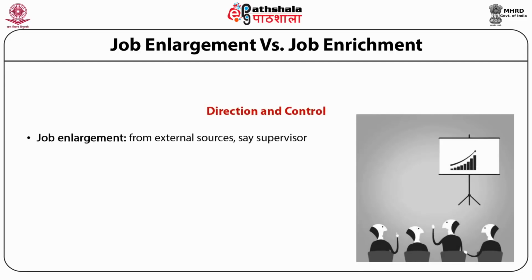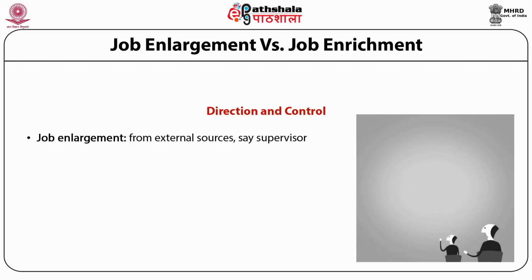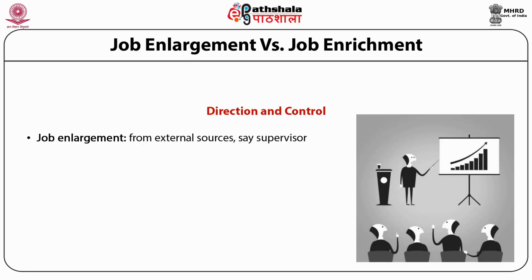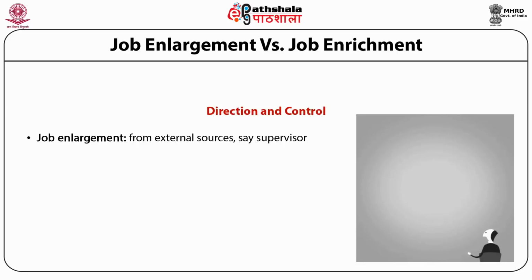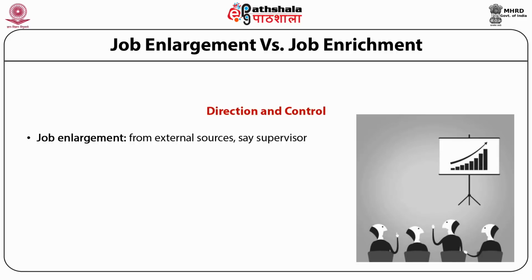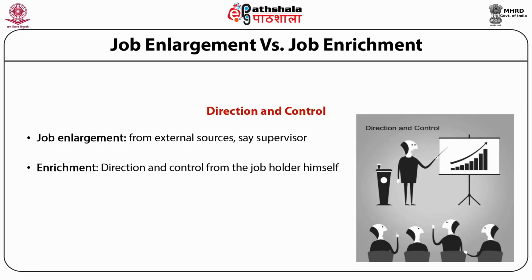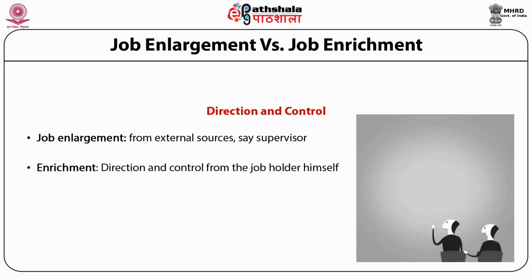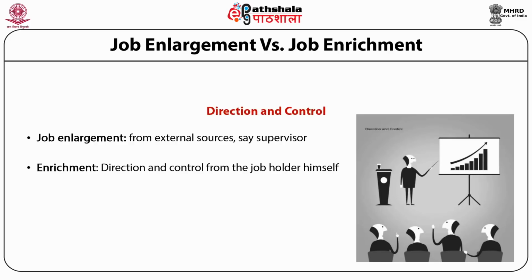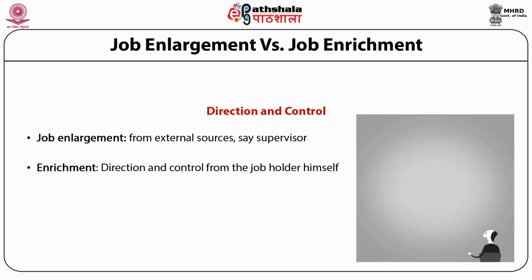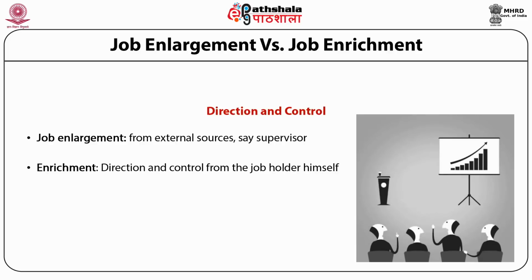The next basis is direction and control. Job enlargement requires direction and control from external forces, say like the supervisor or the top management. In fact, the job holder may require more direction and control because of enlargement of his responsibility. Enrichment doesn't require external direction or control, as these come from the job holder himself. He requires only feedback from his supervisor.